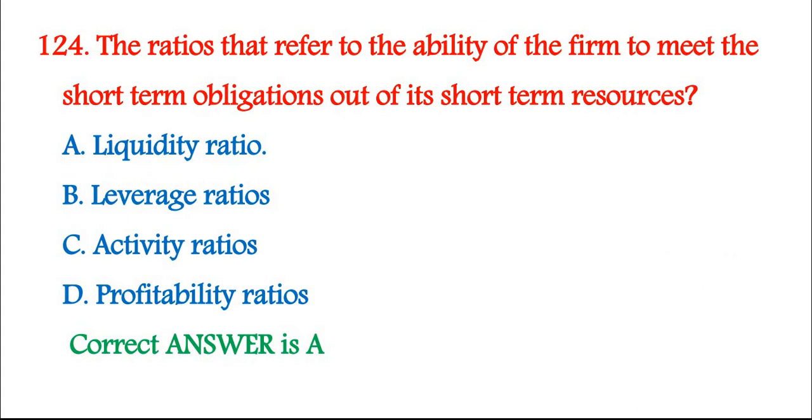124. The ratios that refer to the ability of the firm to meet the short-term obligations out of its short-term resources. A. Liquidity ratio. B. Leverage ratios. C. Activity ratios. D. Profitability ratios. Correct answer is A.